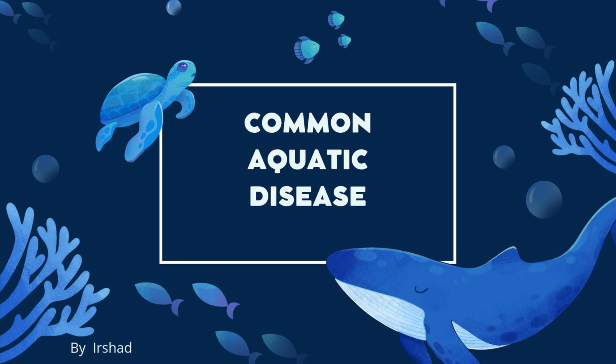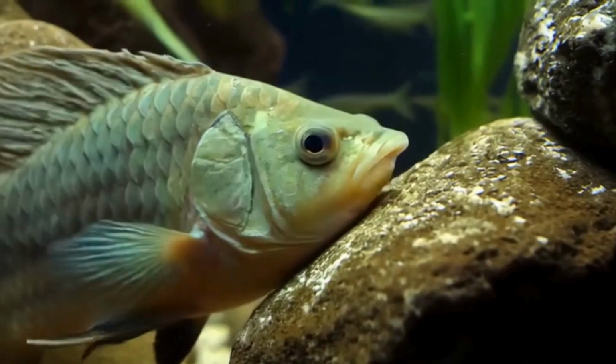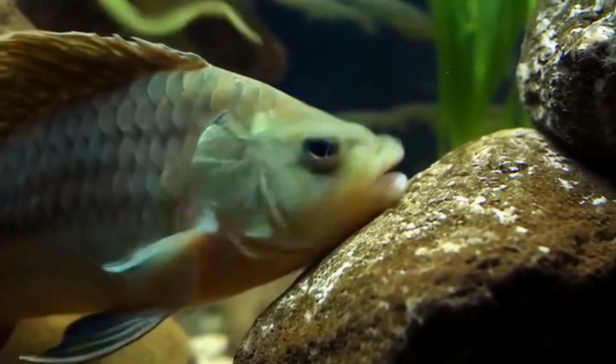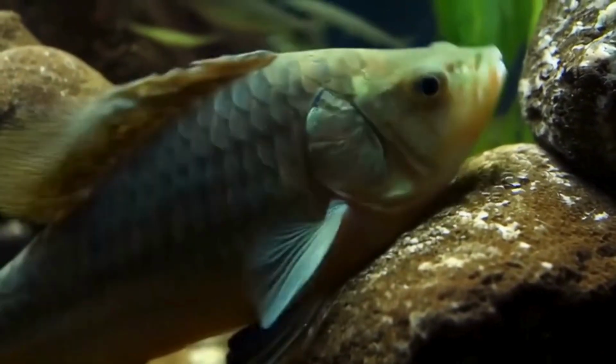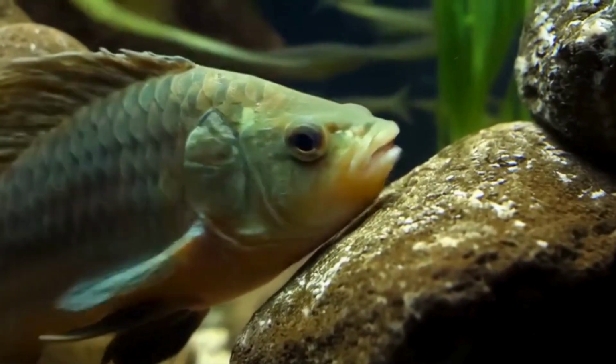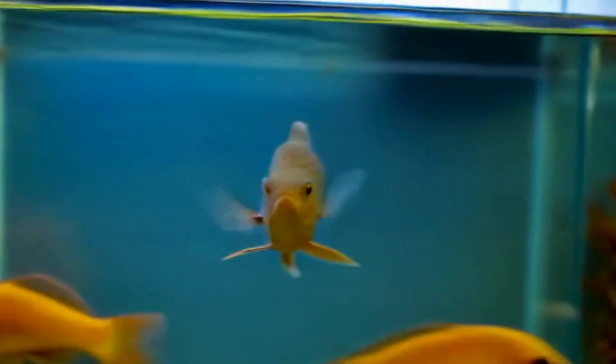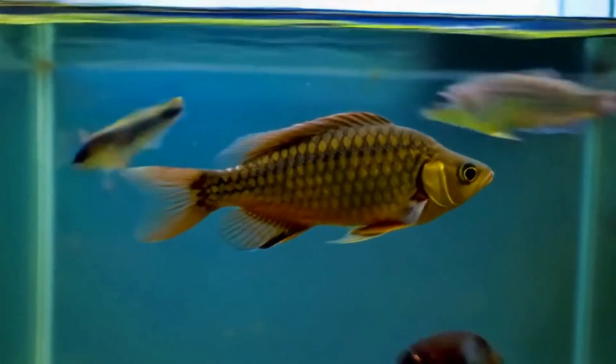Have you ever seen a fish acting strangely? If your fish keeps rubbing against rocks or walls, it's not playing, it's trying to tell you something's wrong. See this jerky, confused swimming? It's a sign your fish is stressed or sick.